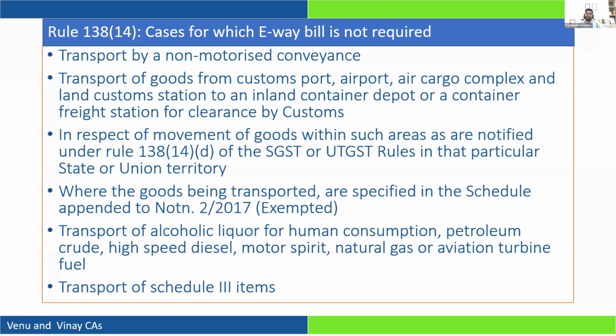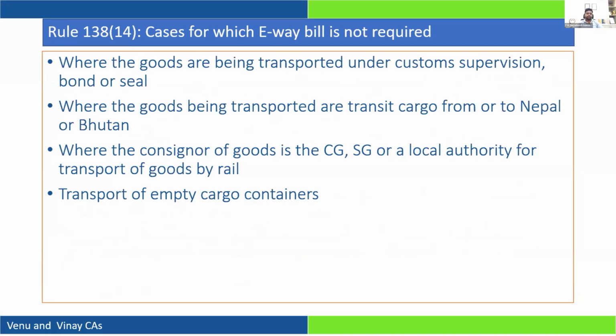Whereas for movement of consignment within a specified notified area, as of now nothing has been notified. In that case also, the e-way bill is not required to be generated. In case of transportation of exempted goods, we are not required to generate the e-way bill. Transportation of alcohol, liquor for human consumption, petroleum crude, HSD, all these petroleum products and natural gas, in this case also it is not required. And the transport of schedule 3 items. As of now, nothing has been notified in schedule 3.